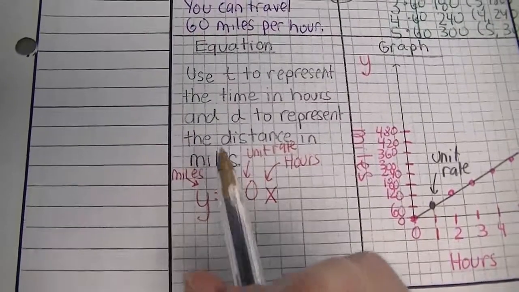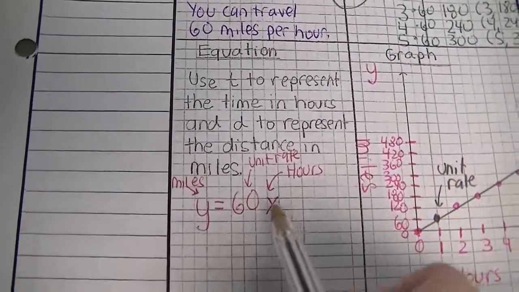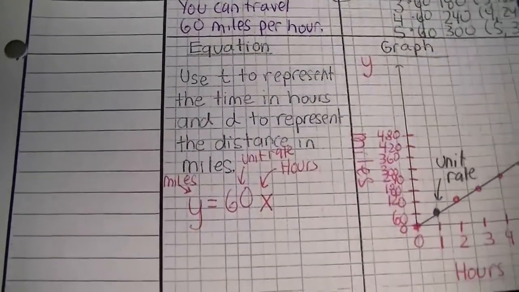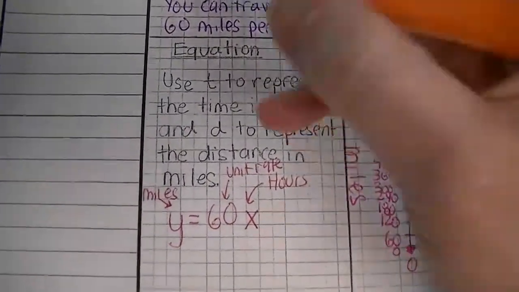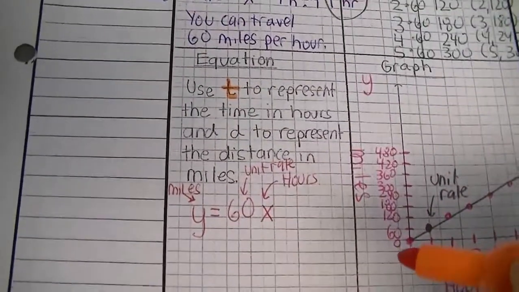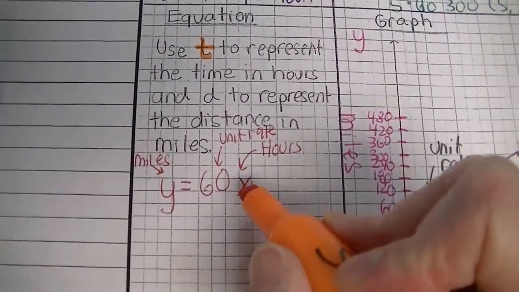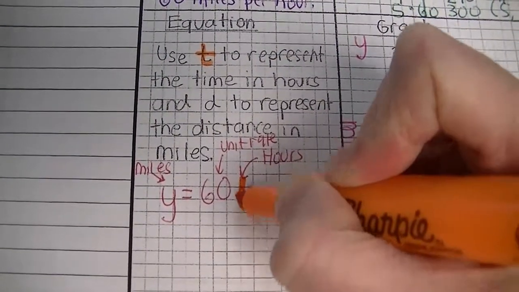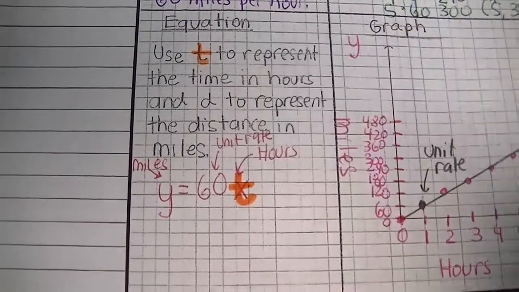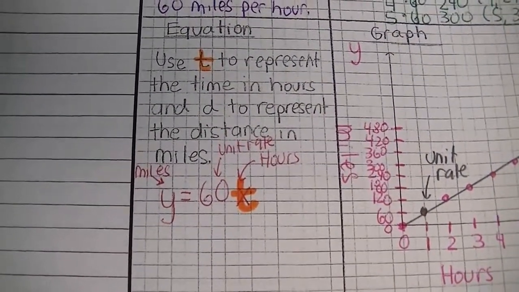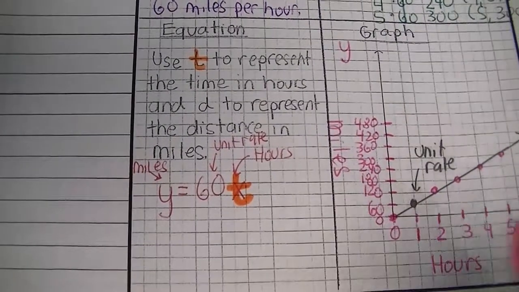Now's the time when we can go ahead and replace the variables. So use t to represent the time in hours. So they want to use t to represent time in hours. So isn't that the x variable? So we're going to go ahead, and you can erase it if you want, I'm just going to write right over it. Right there. And then they wanted us to use d to represent the distance in miles.